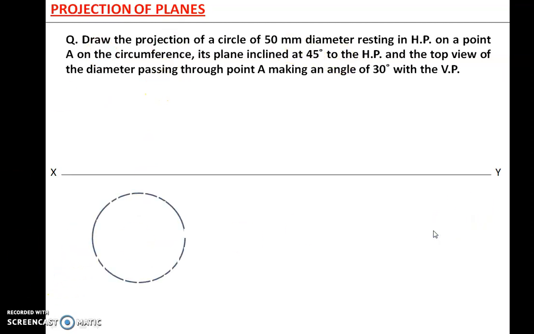So first I will draw a circle of diameter 50 mm. Once you have drawn the circle, divide the circle in 8 equal parts. First the horizontal diameter will be drawn, then the vertical diameter, then the 45 degree diameters. Like this you will get the circle divided in 8 equal parts. So this is the horizontal diameter, vertical diameter, then further divided at 45 degree.